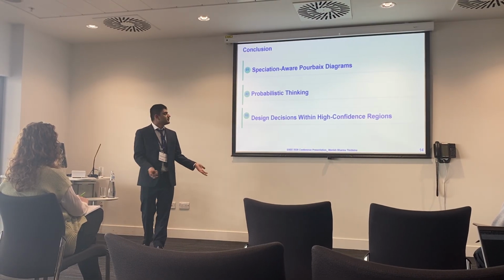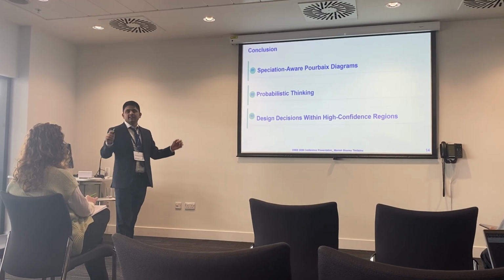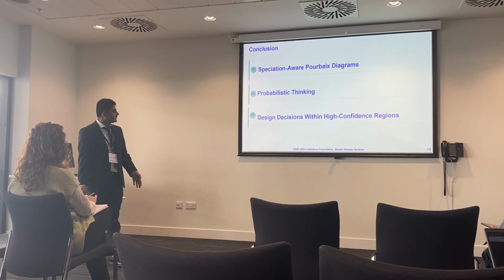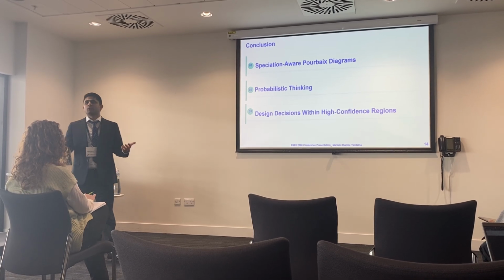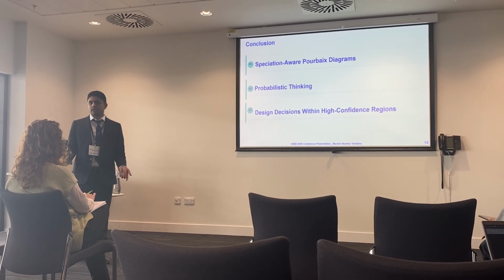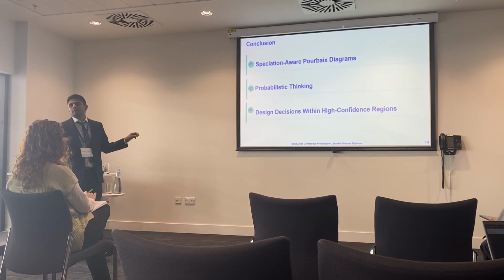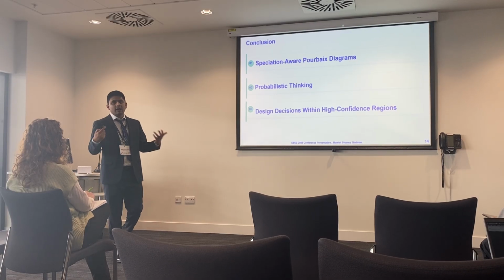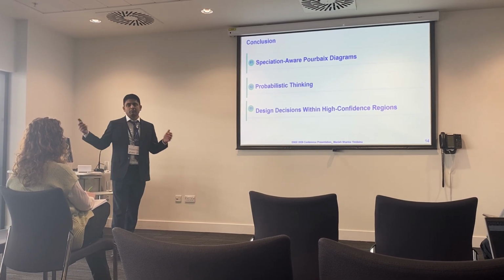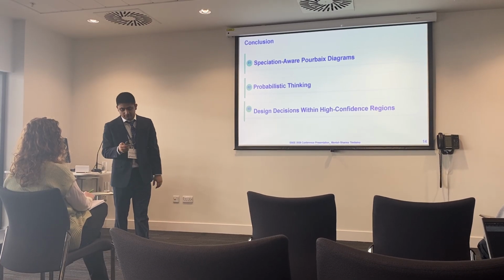So the conclusions that I want to draw are that for drawing the Pourbaix diagram, since the activity changes, we need to account for speciation. And for any experiments that you do, you should ask yourself, what is the probability of me getting the same thing again? Is it 100%? If not, then you should be doing probabilistic analysis on that. And whenever we design our experiments for different metals, we need to use a region where we have a higher confidence.